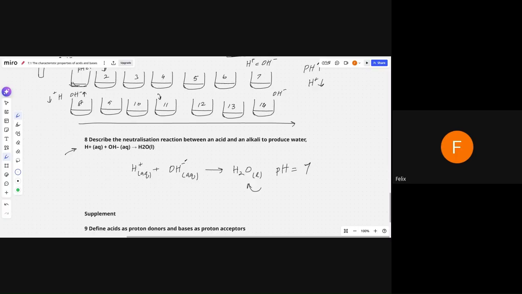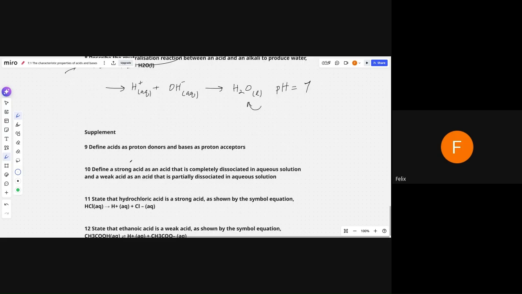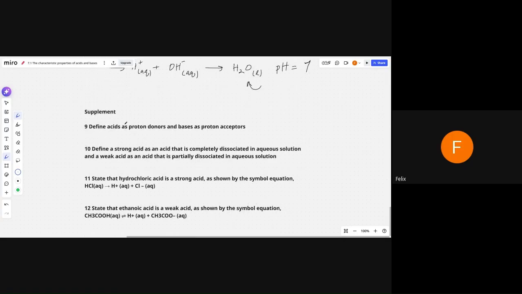So this is called a neutralization reaction, and this is how we represent it using these ions or ionic equation. So now we move on to supplement topics. And the first topic on the supplement is define acids as proton donors.